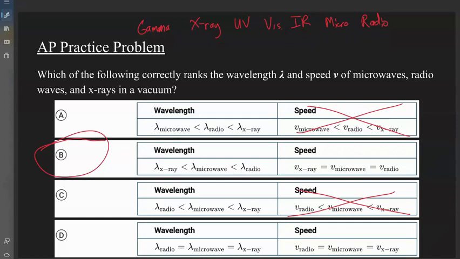Honestly, for this question, you didn't even have to have them memorized. You just had to say, oh, wavelengths aren't the same. Because if speed was the same and wavelength was the same, then frequency would be the same. But that's not true because that would not give us enough information to have a different wave.